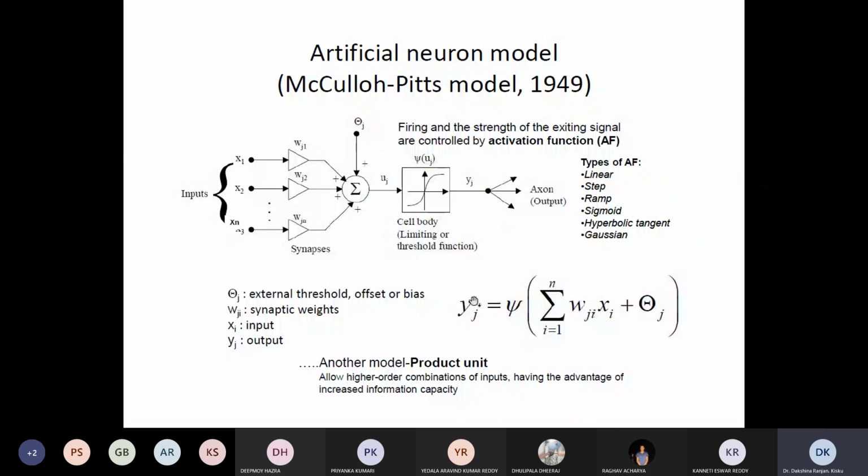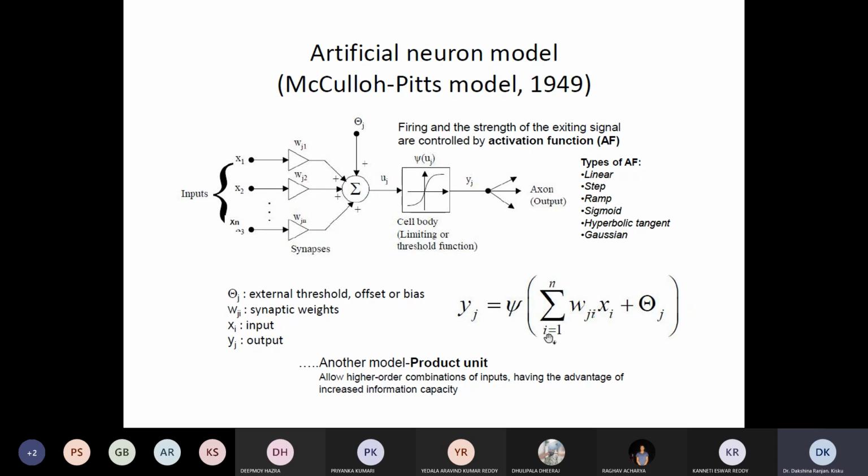So if I generate a mathematical model from this McCulloch-Pitts model, which is built on a single neuron, then we can obtain this type of equation. Here y_j equals f, which is nothing but the transformation function or the activation function, applied over the summation of w_ji x_i plus theta_j.